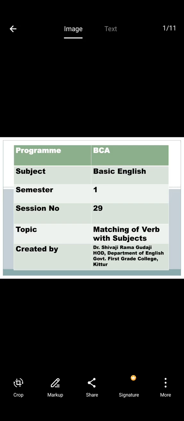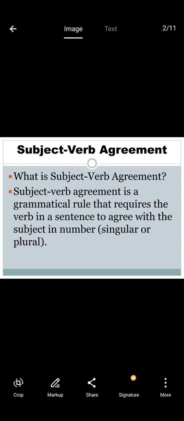So, you all very well know about the subject verb agreement. What is subject and what is verb? Verb is action, you know very well. Subject verb agreement means that the verb in a sentence must match or agree with the subject in number or person. Particularly it is based on the number and person.